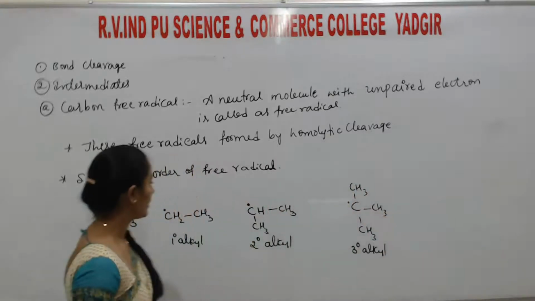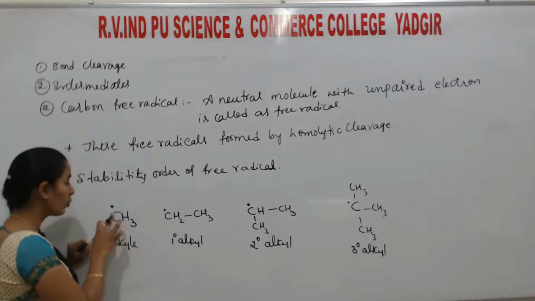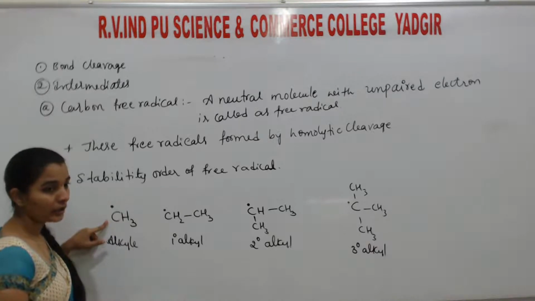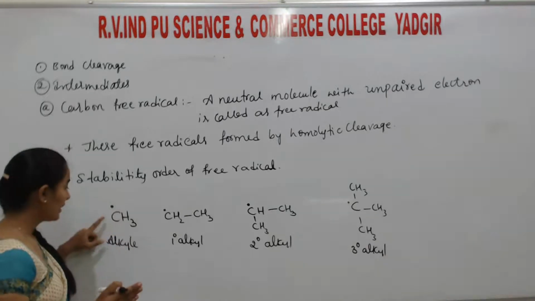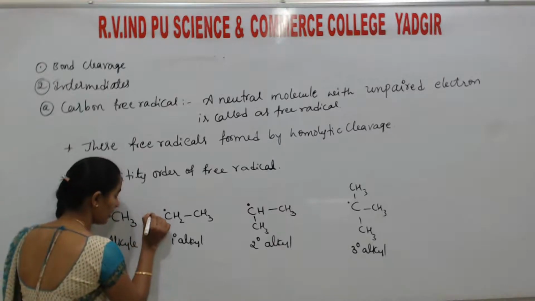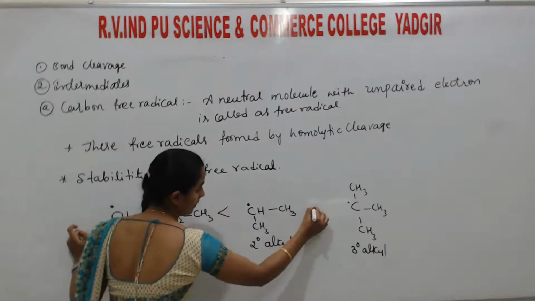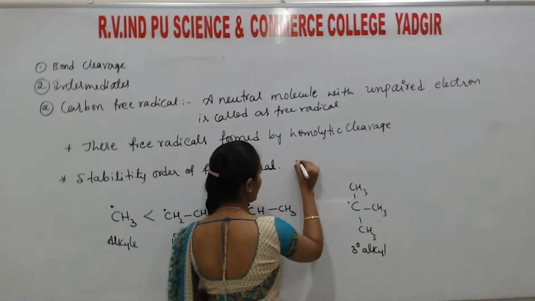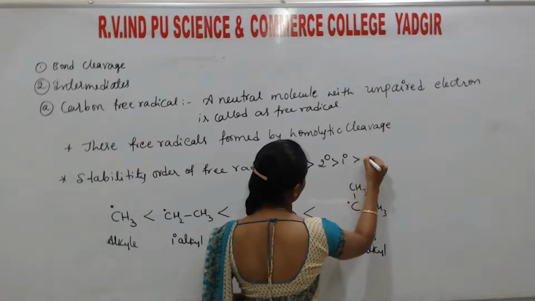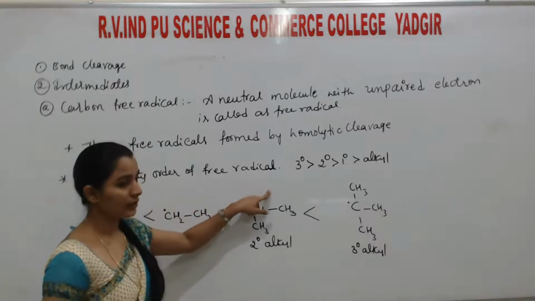What is that stability? So students listen, in the free radical, the CH3 is there, here only one bond is there, it is less stable. Are you getting? For the breaking of the bond, it is less stable. So listen. The stability order is in this manner. Tertiary is greater than secondary, greater than primary, greater than methyl. This is the stability order of the free radical.